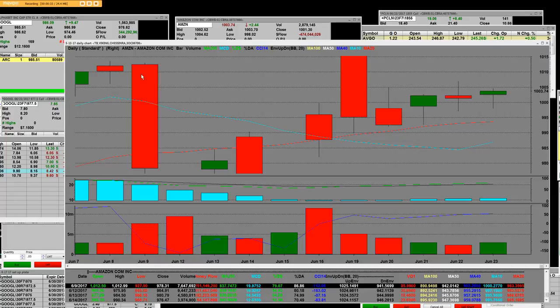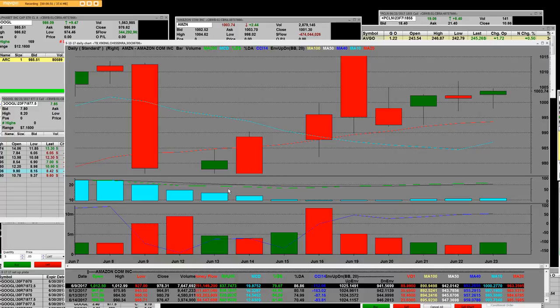We had a similar one over here on 6-9. The open on the call was 1,012. The high was 1,012, but look at what happened. The put options paid so much money that you can't even count it. It went down to 927 intraday.